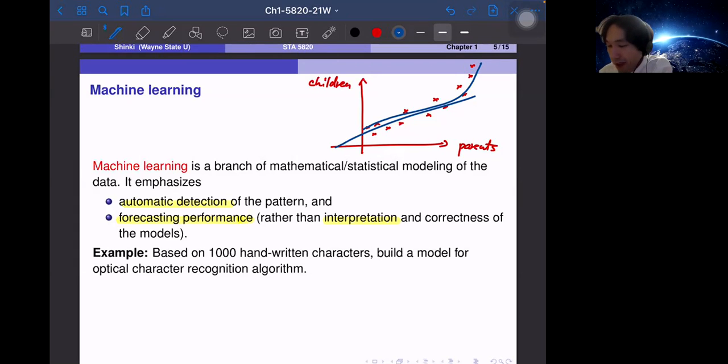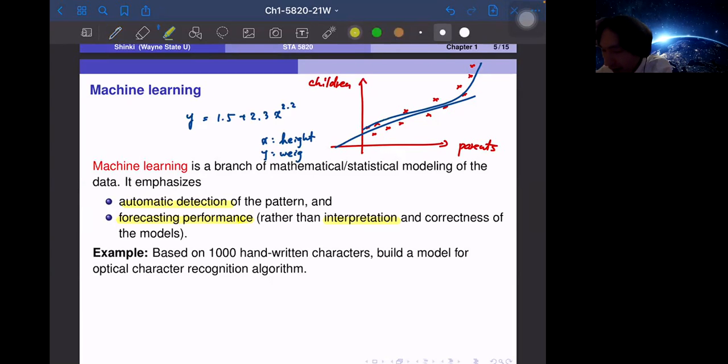If we think about explaining someone's weight by someone's height, and we got y equal to 1.5 plus 2.3 times x to the power 2.2, where x is the height and y is the weight, probably no one believes that the 2.2 in the exponent makes physical sense. If x squared or x cubed, it makes some sense, but 2.2 does not. But usually machine learning doesn't care about it. So forecasting performance is more important than interpretation.